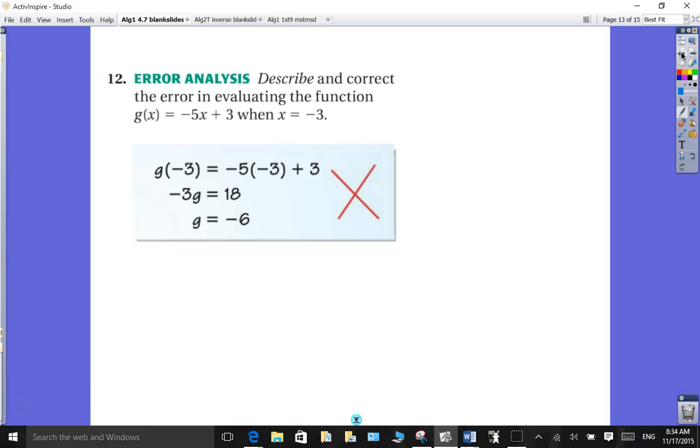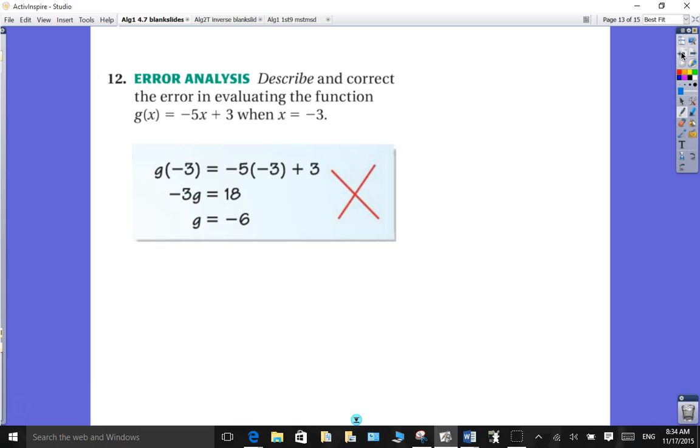There's nothing wrong. Okay, so they're finding g of negative 3, right? Here's our function g. What does it mean to say find g of negative 3? You plug in negative 3 here, which they did, and then you calculate it, right? There's no negative 3 times g. That's function notation to say g of negative 3. It's not negative 3 times g, right?